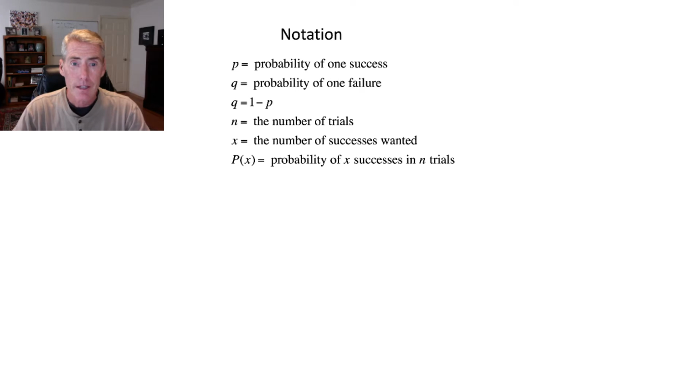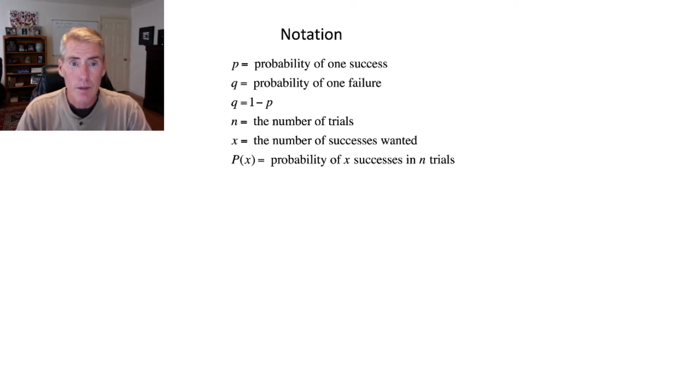Then in that last example, I said, what about the next 7 days? So that would be n, the number of trials. And then I said, what's the chance that it's going to rain exactly 2 of those days? So that would be x equals 2. And then finally, calculate the probability.